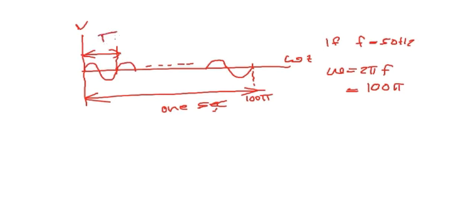Time period is T. T will be what? 1 by 50, 1 by f. That is 1 by 50 second. Okay. I think the basics are clear, and this is very required for understanding the AC voltage applied to a resistor, AC voltage applied to a capacitor, AC voltage applied to an inductor. In next, we are going to discuss different AC circuits.